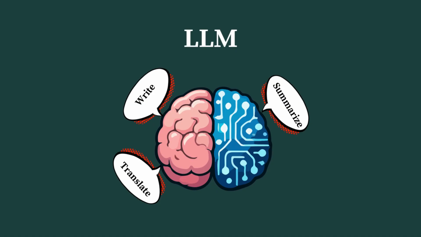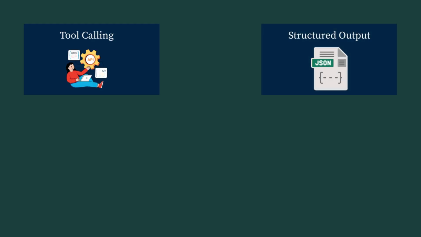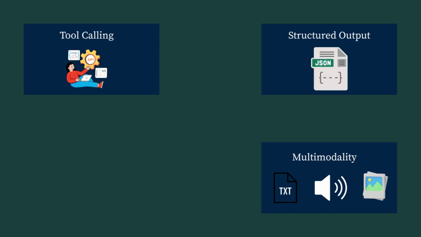At the core, LLMs are powerful AI systems that can understand and generate human-like text. They are incredibly versatile. You can use them to write content, translate languages, summarize information, or answer questions, all without training a separate model for each task. But modern models go far beyond just text generation. Many of them support advanced capabilities like tool calling, structured output, multimodality, and reasoning.